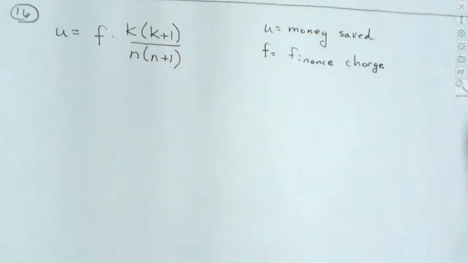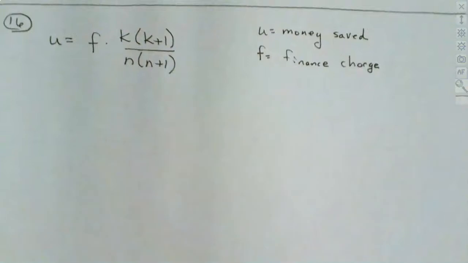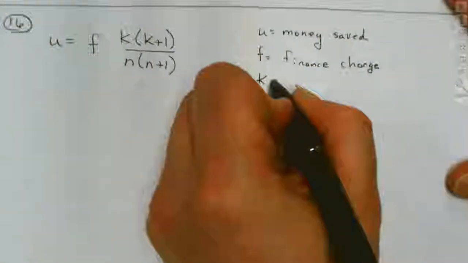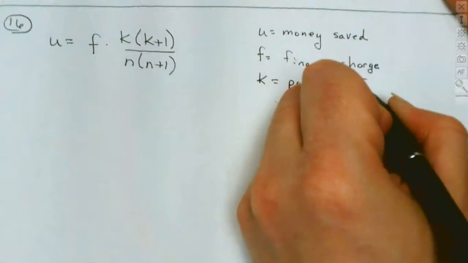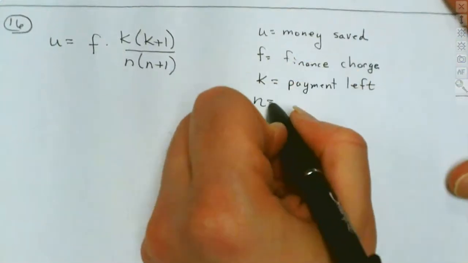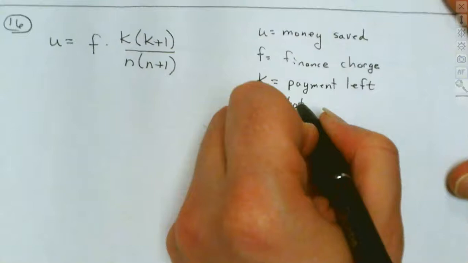So anytime you sign the paperwork for a car loan, there's going to be a finance charge in there. It'll tell you in that contract how much that finance charge is. If you pay it off early, then your finance charge will be prorated out. Then we have K, which is the number of payments that we have left to complete the note. And we have then N, which is the total number of payments.